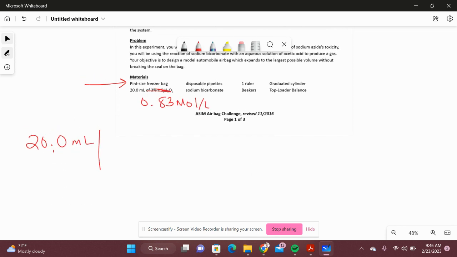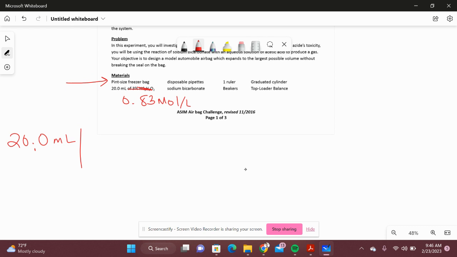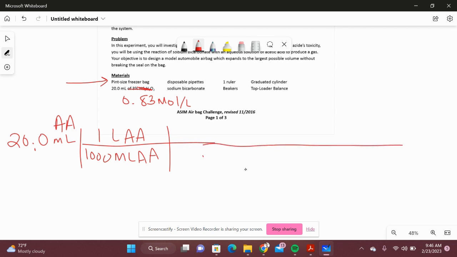I'm going to put A for acetic acid, and change it to liters of acetic acid. And I know there's 1,000 milliliters in 1 liter. And then I'm going to use my concentration up here to go from liters to moles of acetic acid. In 1 liter, there's 0.83 moles.